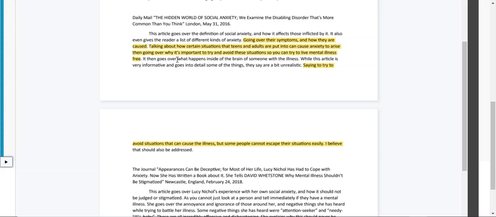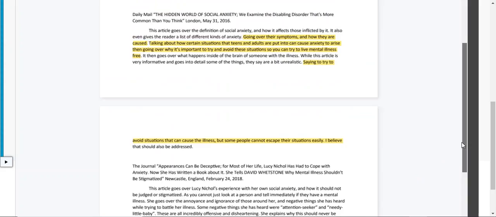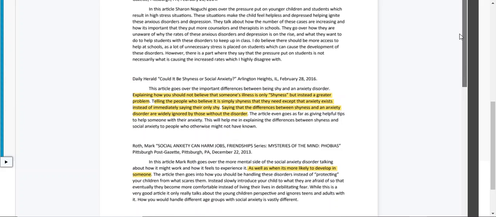"It then goes over what happens inside the brain of someone with the illness." That's a complete thought. "Talking about how certain situations that teens and adults are put into can cause anxiety to arise, then going over why it's important to try and avoid these situations so you can try to live mental illness free." Again, I'm going to ask, who is talking? So those are the kinds of things to address.